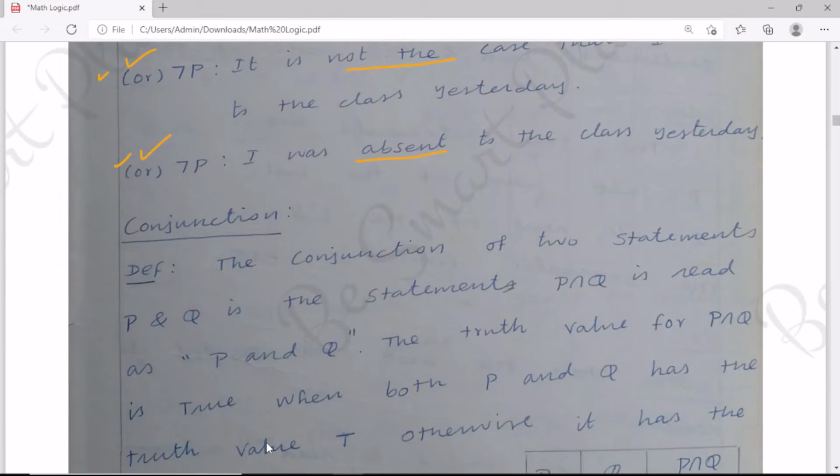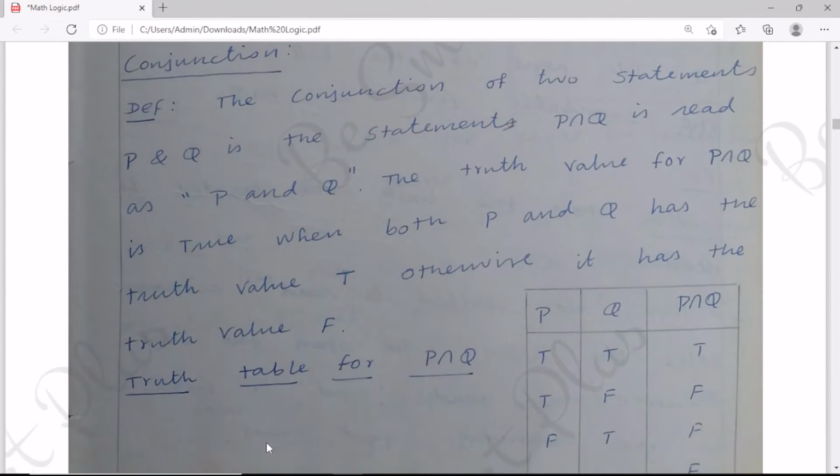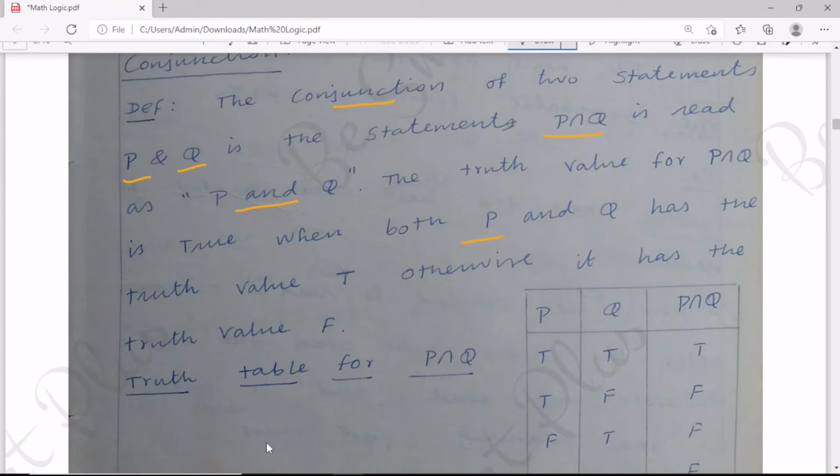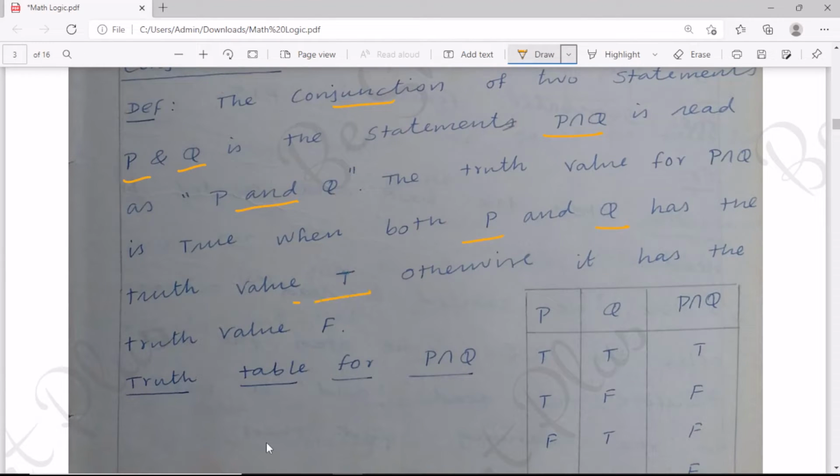Next, what is the meaning of conjunction? That is what we are going to see now. The conjunction of two statements P and Q is the statement P and Q, read as P and Q. The truth value of P and Q is true when both P and Q have the truth value T, otherwise it has the truth value false.